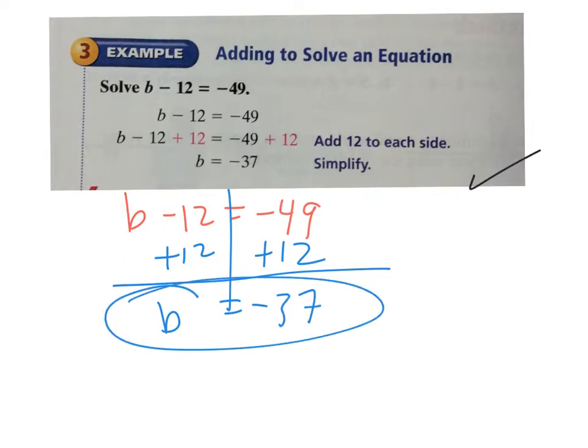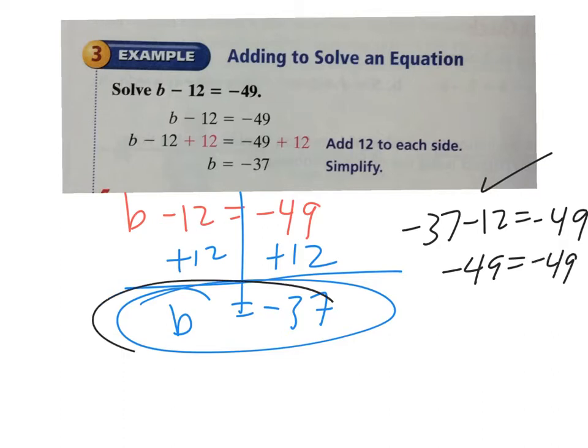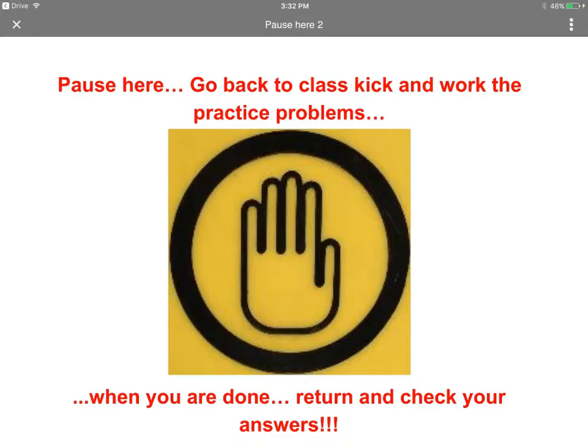And again, you do have to show me that check. We plug back in negative 37 for B: negative 37 minus 12 equals negative 49. On the left side, they're the same sign, so you're really going to add them. Why did I write 13? That's not what I wanted. I wanted negative 37. Whoops. There it is, negative 37. Now again, they're the same sign, so we're really going to be adding them. And 37 and 12 is 49, and it's negative. So my answer is correct. Pause, go ahead and head into class kick.